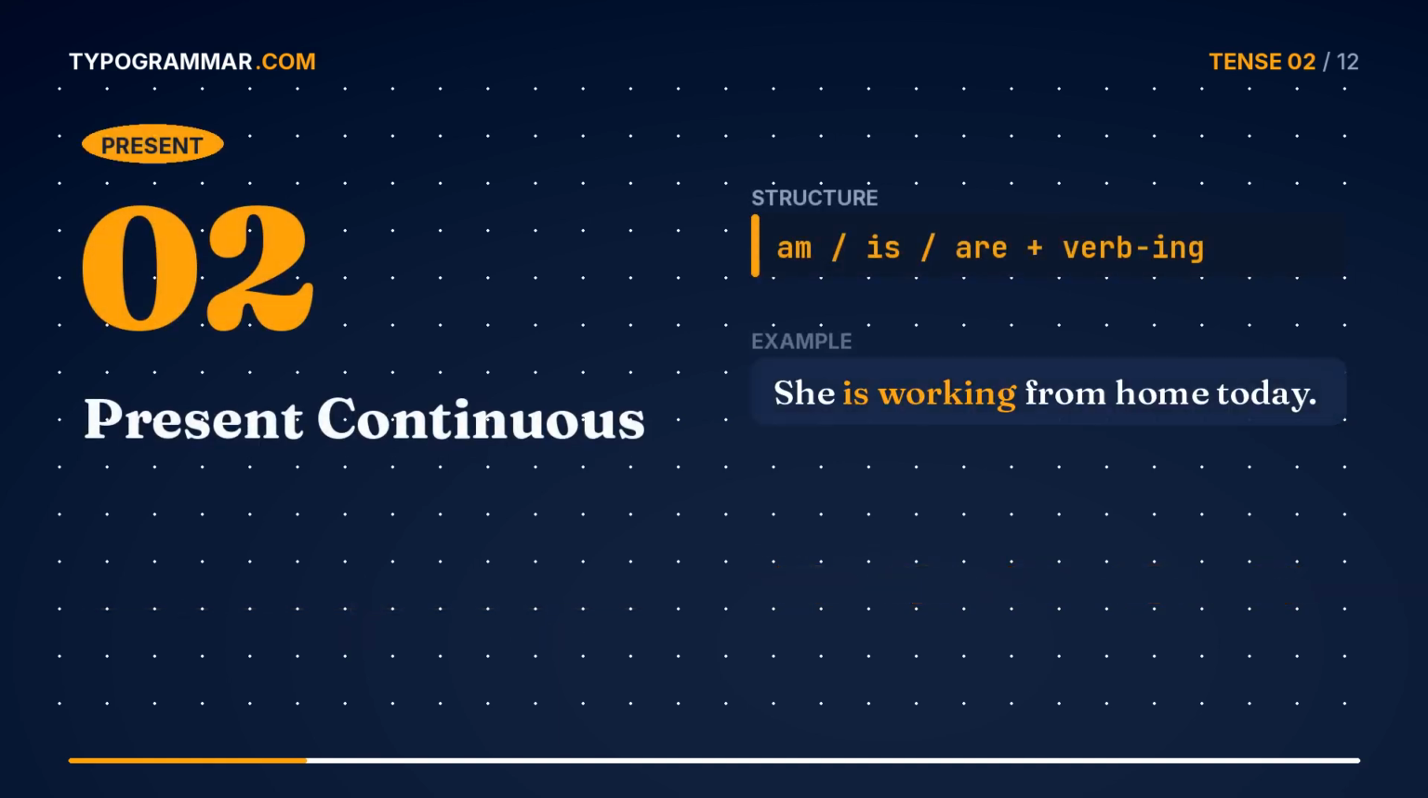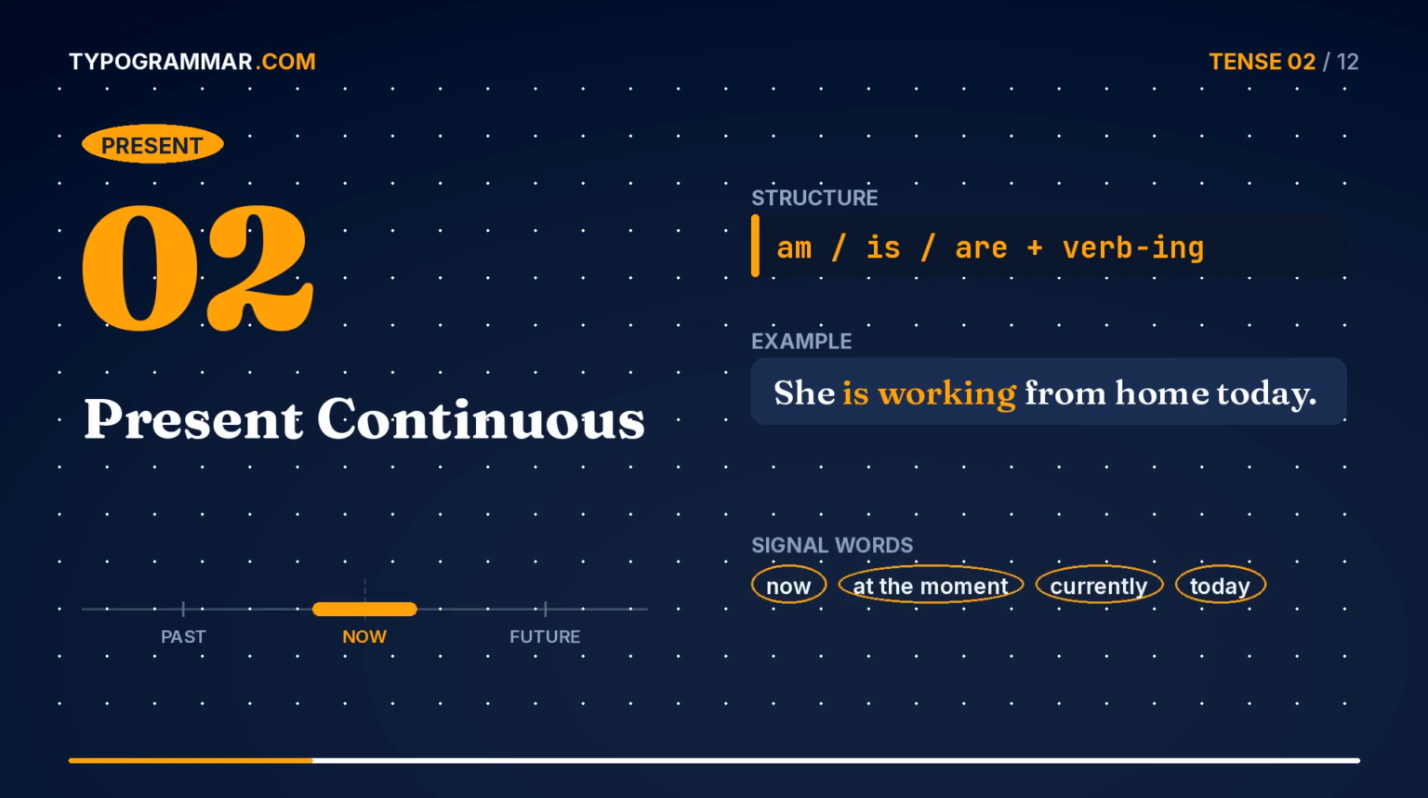Tense number 2, the present continuous. We use it for actions happening right now or around the present moment. The structure is am, is, or are, plus the verb with ing. For example, she is working from home today. They are watching a movie right now. Signal words include now, at the moment, currently, and today. Use the present continuous for temporary actions that are still in progress as you speak.